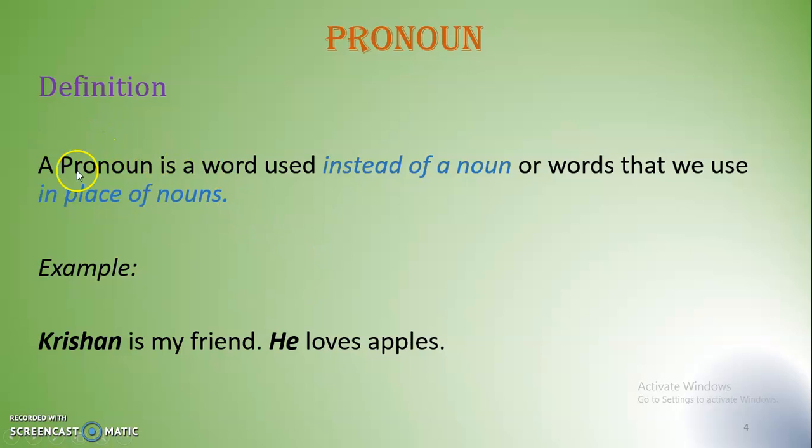First, the definition of a pronoun. A pronoun is a word used instead of a noun, or words that we use in place of nouns. So a noun is used, and instead of that noun, we are using another word. That word is the pronoun. Let's see an example. Krishnan is my friend. He loves apples. Krishnan is the noun here in the first sentence, and in the second sentence, instead of the word Krishnan, we are using the pronoun he. So he is a pronoun.